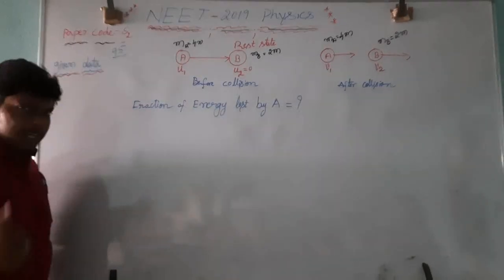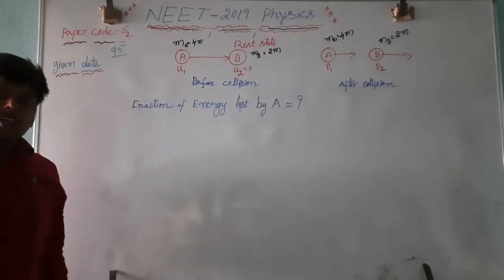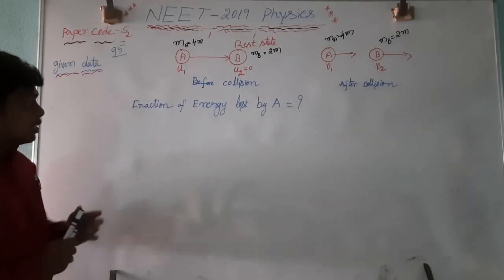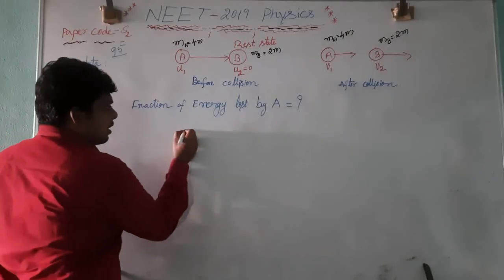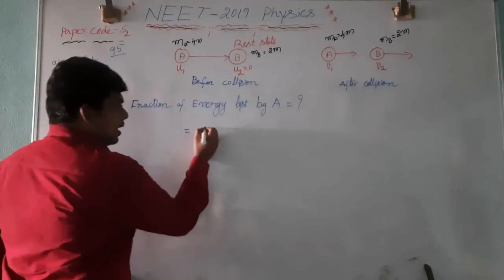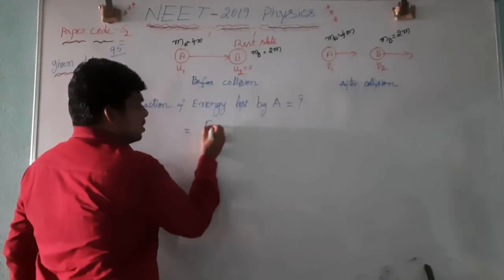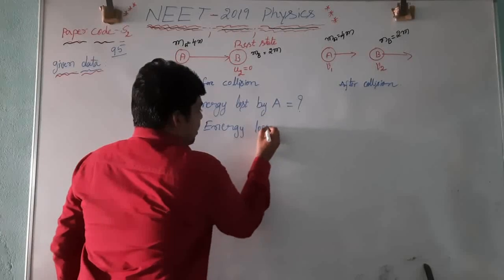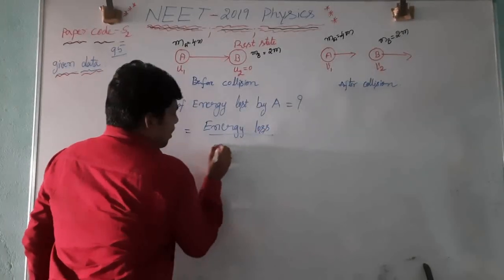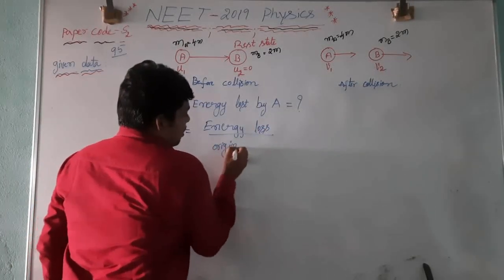Now, fraction of energy lost. Energy loss means you can directly take the final energy minus the initial energy. What do we have to take for a fraction? Fraction of energy lost is nothing but the change in energy, or the energy loss, divided by the original energy.